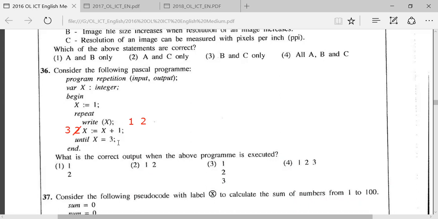3 equal 3, true, exit. So here the output will be first or second? Second one, because they use write command. If we are using write ln command, first one is the answer option. But we are using write command. So that's why second answer option.